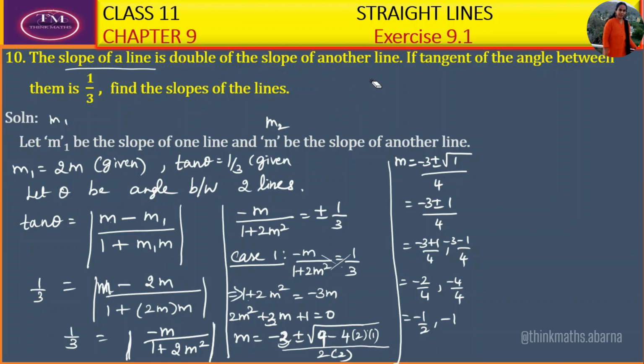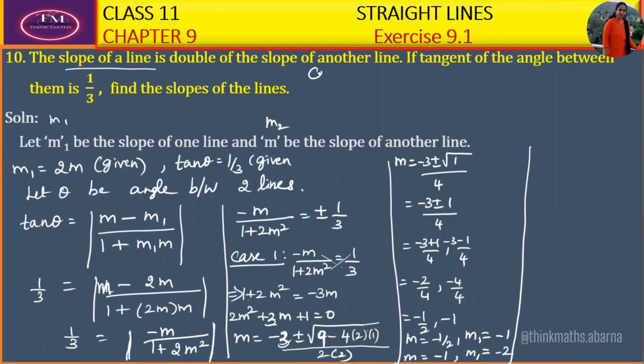Now let me do that here or here. If m is equal to minus 1 by 2, what will be m1? If m is equal to minus 1 by 2, m1 will be minus 1. So if m is equal to minus 1, m1 will be minus 2. So the pair will be minus 1 by 2 comma minus 1 and minus 1 comma minus 2. So these are the slopes.